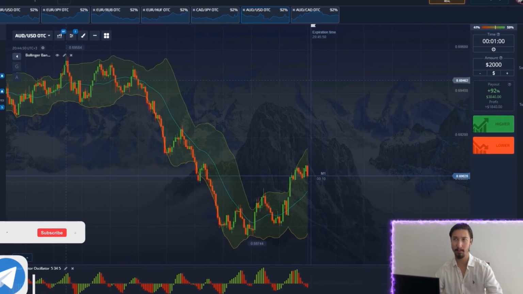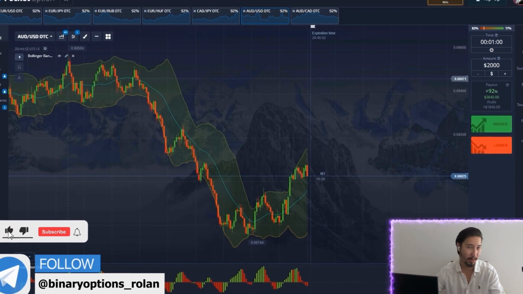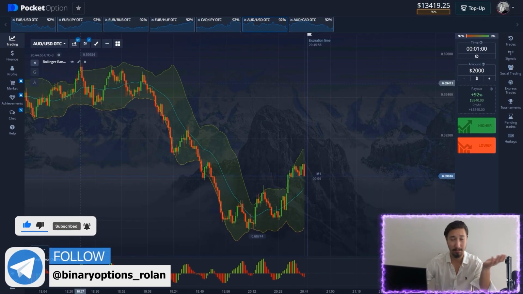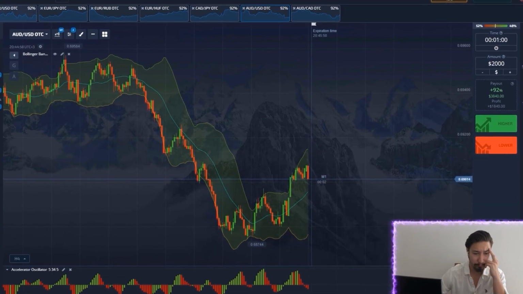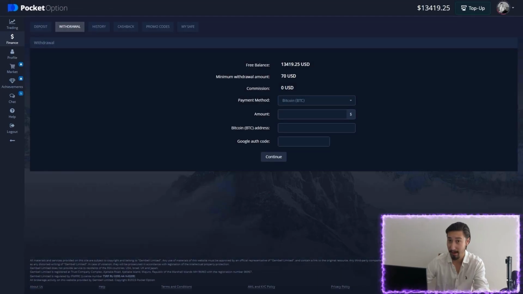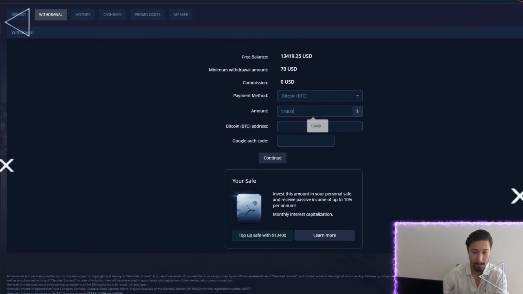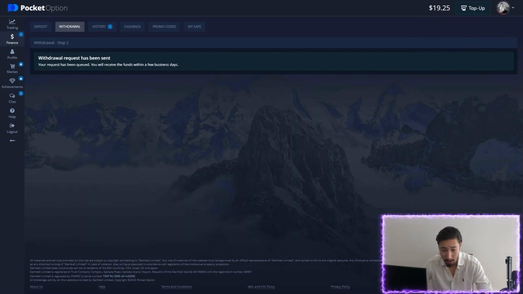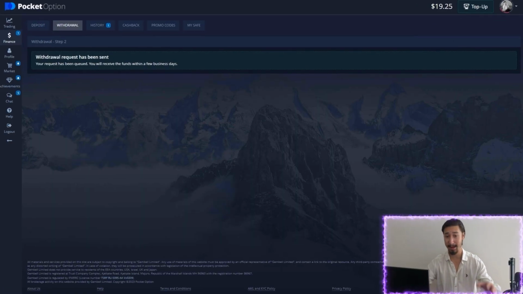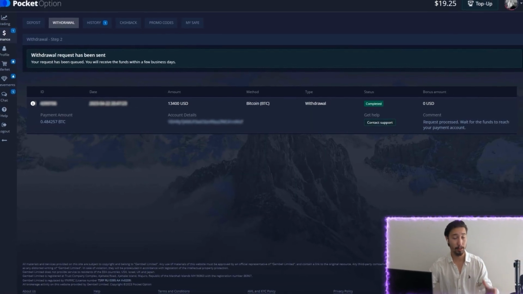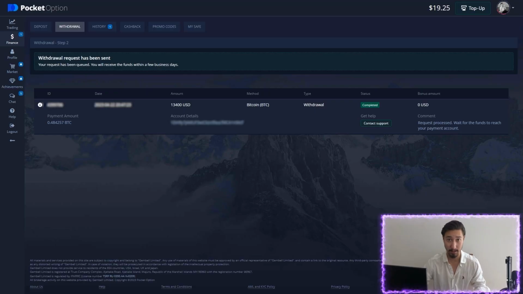We started from 150, something like that, if I remember correctly, if I'm not mistaken. So we just made 13,000 in a few minutes. I guess this is a great result. Let's withdraw them. Alright, guys, continue button, and our operation is successfully done. I'll attach the screenshot, of course, at the end of this video.